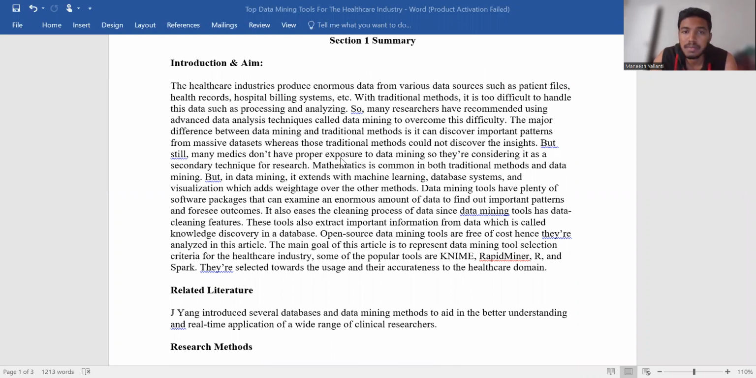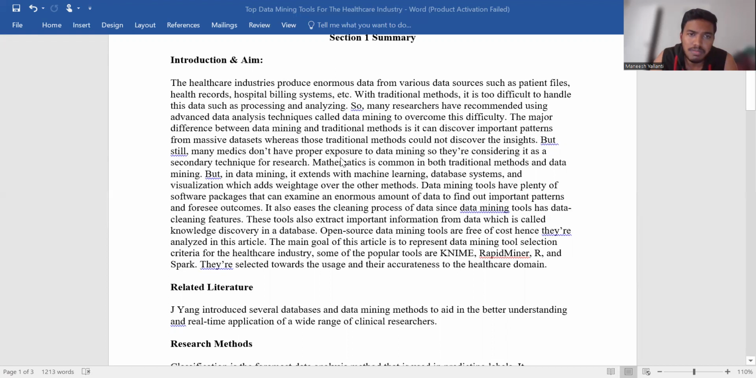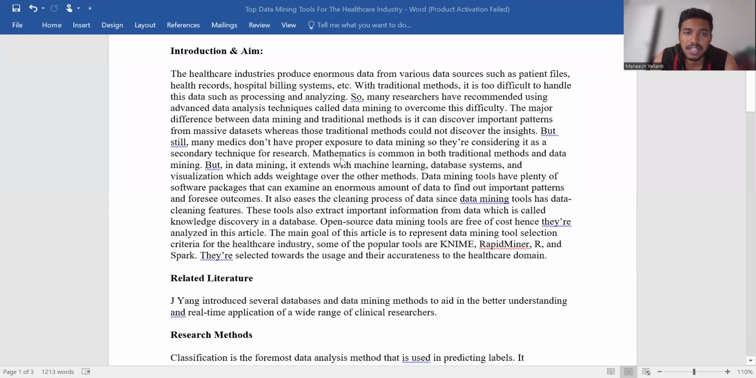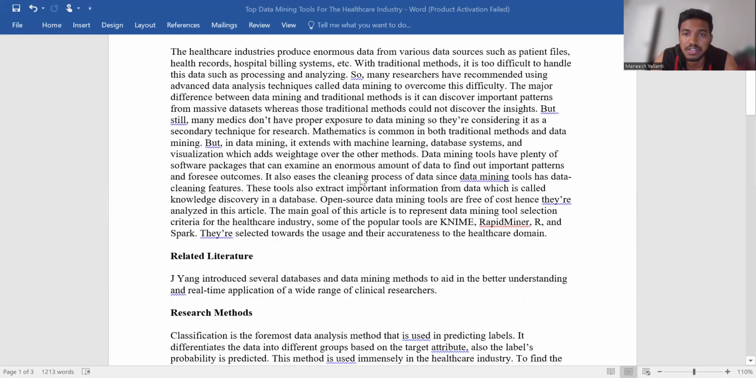The major difference between data mining and traditional methods is that it can discover important patterns from massive datasets, whereas those traditional methods could not discover those insights. But still, many medical researchers don't have proper exposure to data mining, so they're considering it as a secondary technique for research. Mathematics is common for both methods, but data mining adds weightage over other methods since it has machine learning, database systems and data visualization.